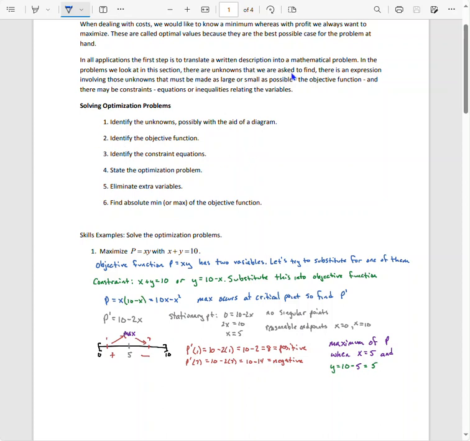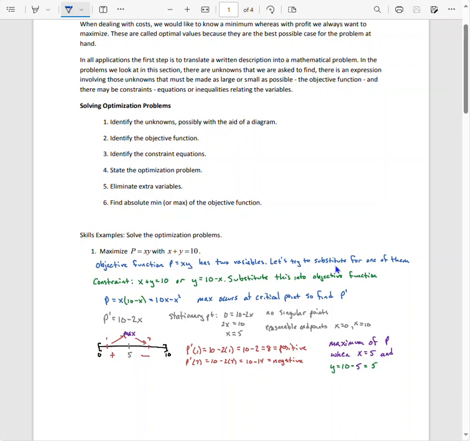So let's start with no words. Here's a problem. How do we solve it? We're going to maximize P equals xy. P is just the function, the product of two numbers. So I want the maximum product of two numbers where those two numbers add to 10. Our objective function is P equals xy, and it has two variables. Yes, it's P, right? But the variables are over here. This is the name of the function, P, product. These are our variables, x and y.